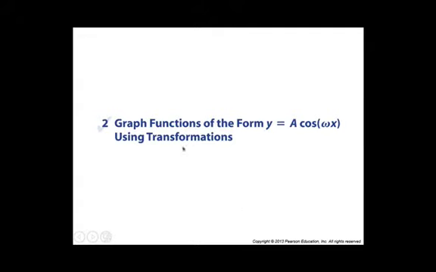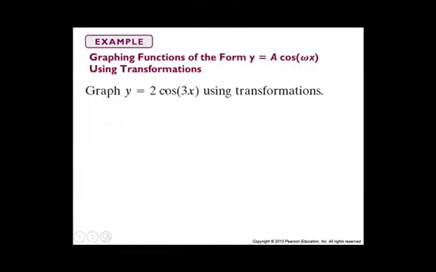So let's evaluate the function y equals a cosine using transformations. Well, again, we have a 2 here, so we know it has an amplitude of 2. Cosine 3x.